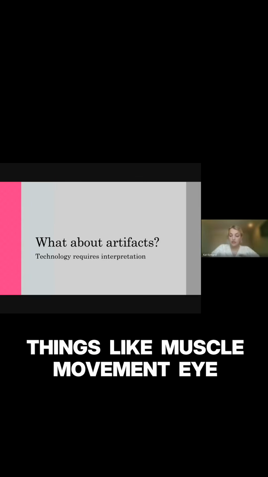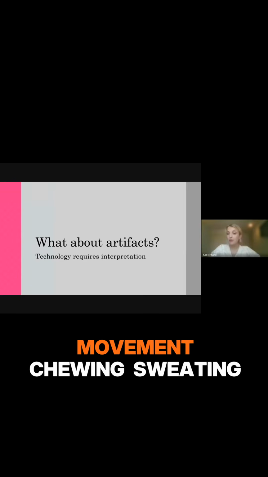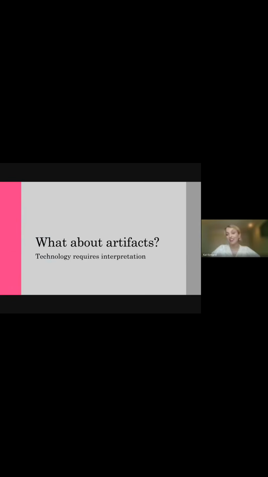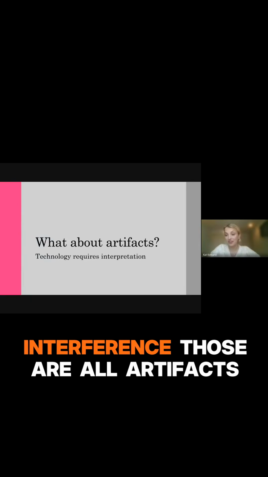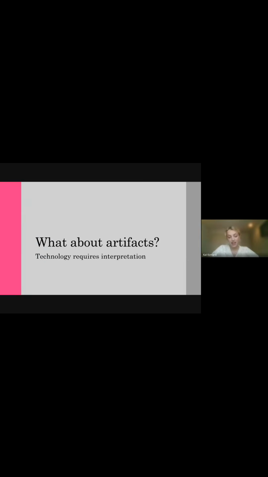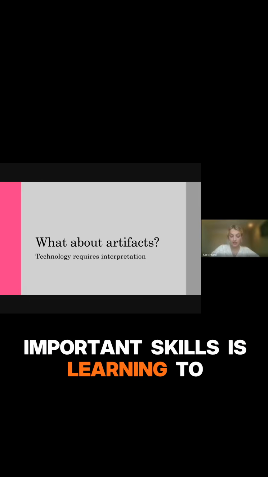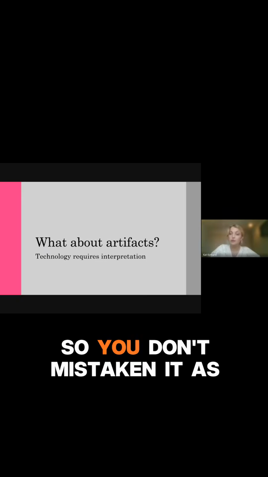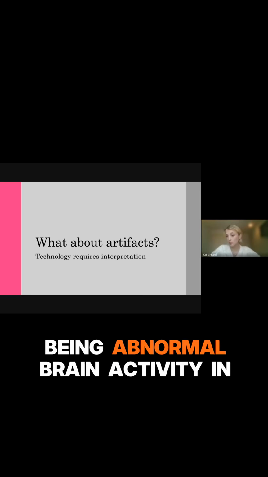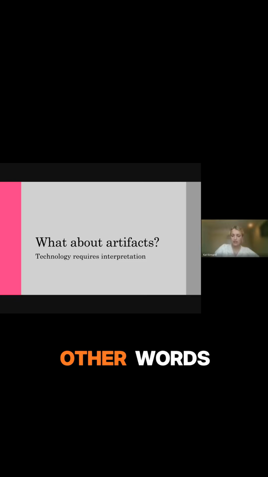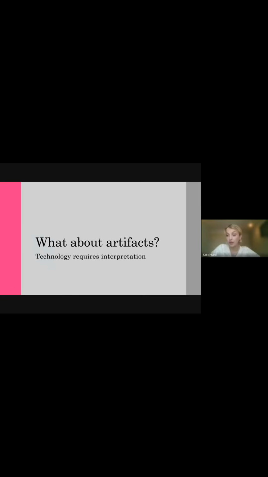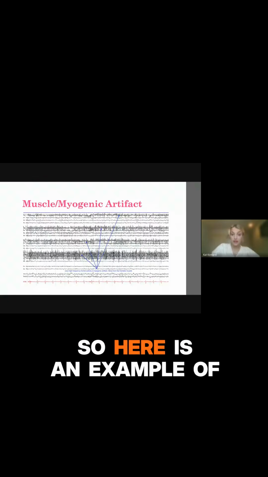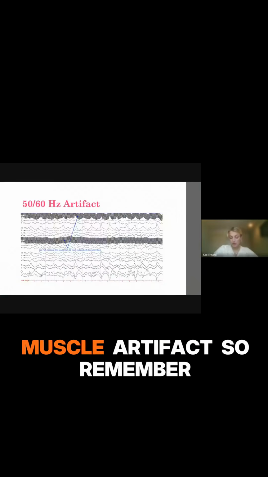So things like muscle movement, eye movement, chewing, sweating, any kind of patient movement, loose electrodes, electrical interference, those are all artifacts. And one of the most important skills is learning to recognize artifacts so you don't mistake it as being abnormal brain activity. In other words, before we diagnose, we have to make sure we're actually looking at the brain.